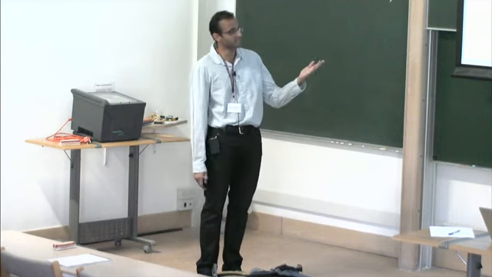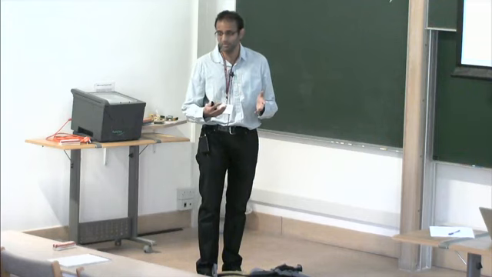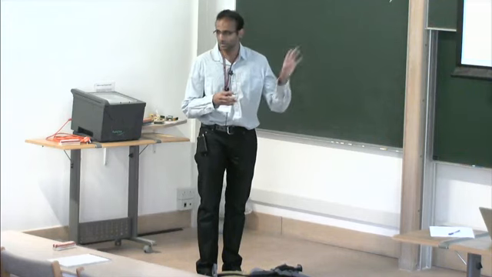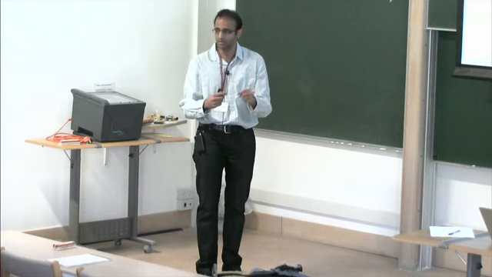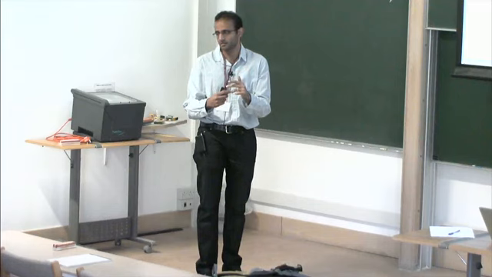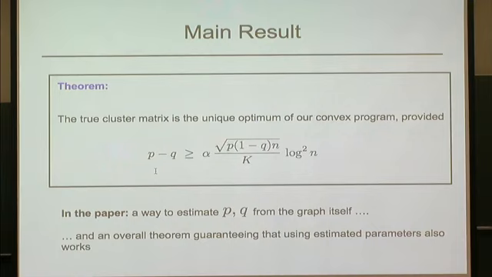And we also have a way to estimate P and Q from the graph itself. So if you are given a graph and you don't know P, Q, and K, but you know that it comes from some stochastic block model, then you can look at the empirical eigenvalues and you can get a P hat and a Q hat. And if the original graph satisfies this, then the P hat and Q hat will also satisfy it, and we will be able to. So you can get an overall theorem.